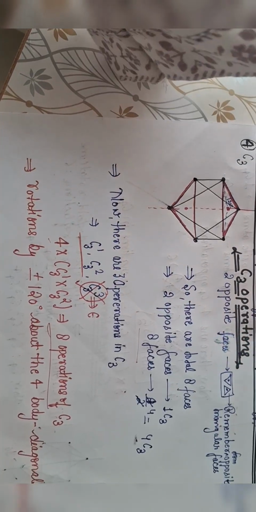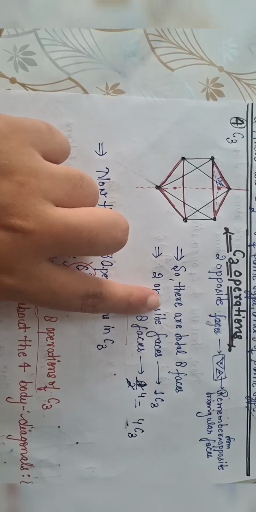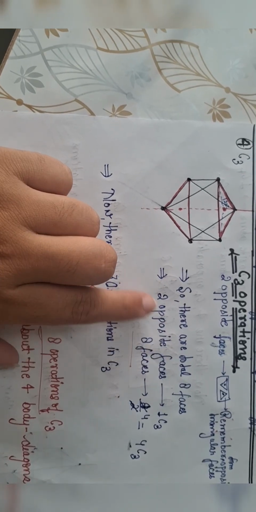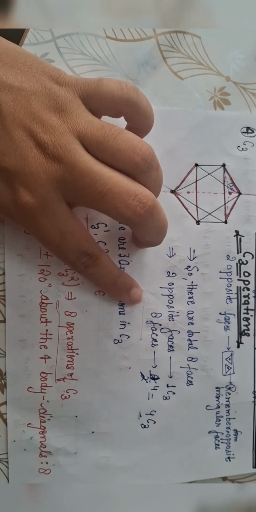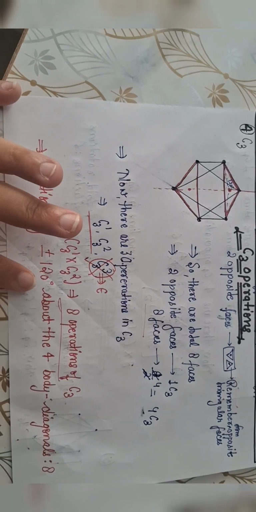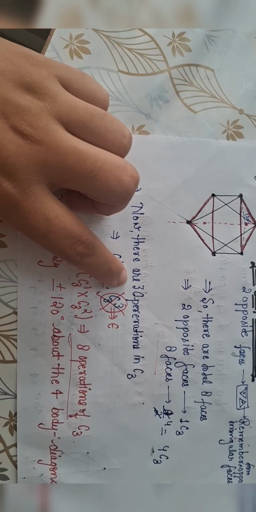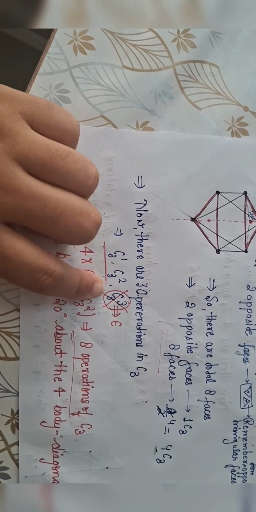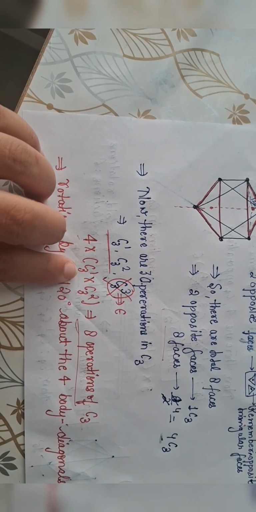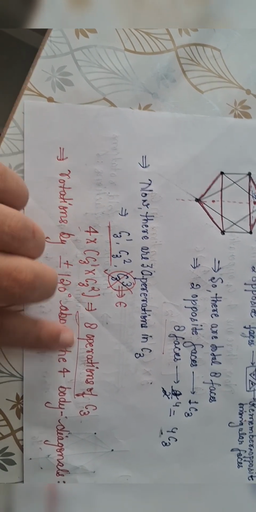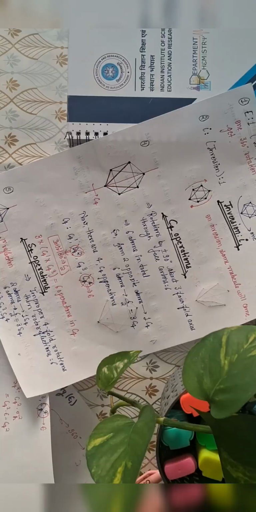So there are two opposite triangular faces. There are 8 faces in total. From two faces one C3 is passing, so from 8 faces, 8 by 2, 4 C3 will be passing. The operations of C3 will be C3^1, C3^2 and C3^3. C3^3 is again an identity, which we have already considered. So 4 into C3^1 and C3^2, there will be 8 C3 operations in total in the octahedral molecule.